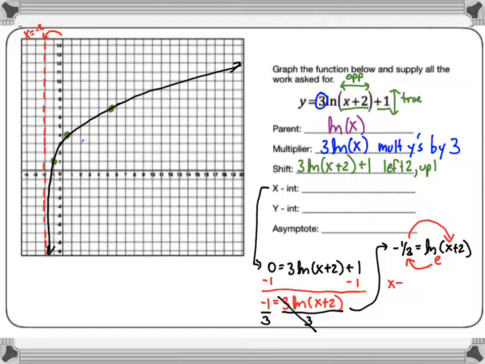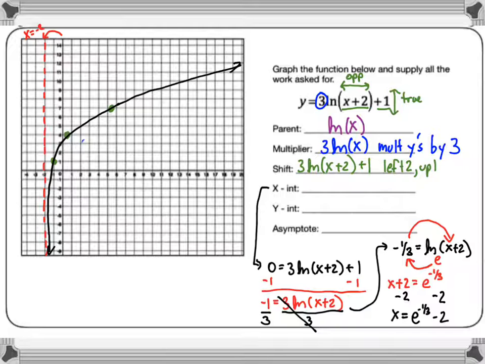So I will go x + 2 equals e to the negative 1/3 power. And then I want to subtract that 2 off so I can get the x all by itself, and I get x equals e to the negative 1/3 power minus 2. So that's the exact answer of what the x-intercept is. However, we don't really know what the numerical value is off the top of our head, so what we're going to do is throw that into a calculator and see how close our graph is.